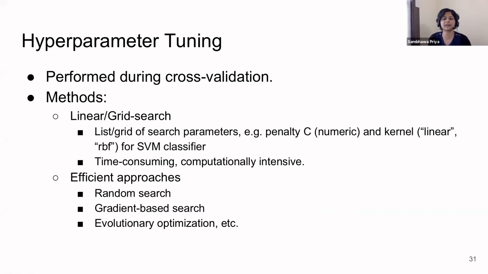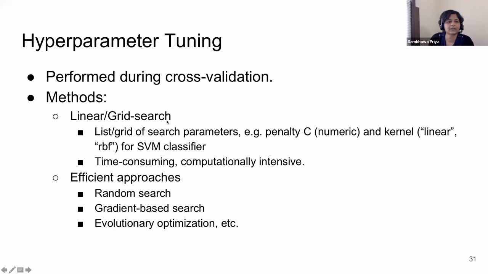So for example, how many clusters in a k-means clustering, how many trees in a random forest model, and those kinds of things. So there are different methods, and usually you don't need to implement your own cross-validation methods, but just, so they're linear and grid search.